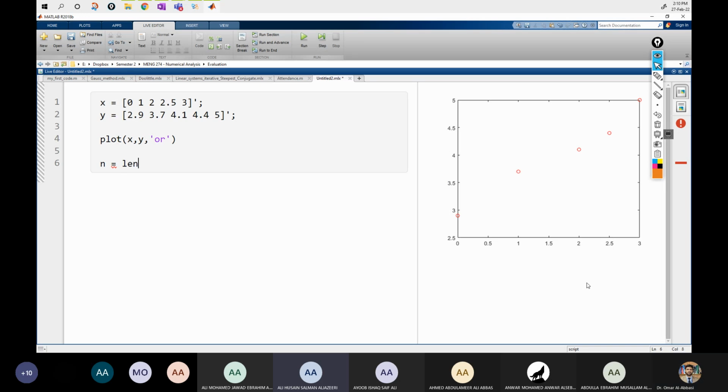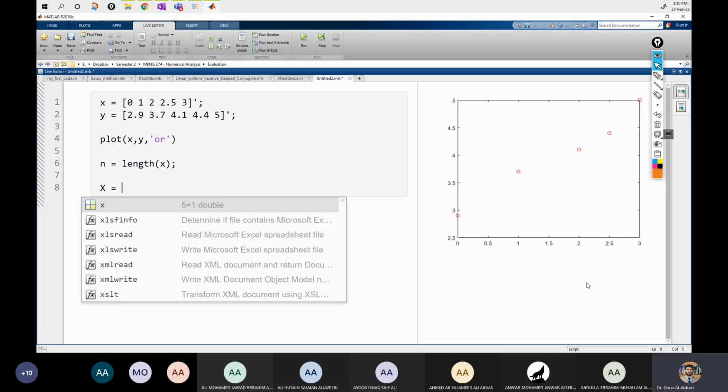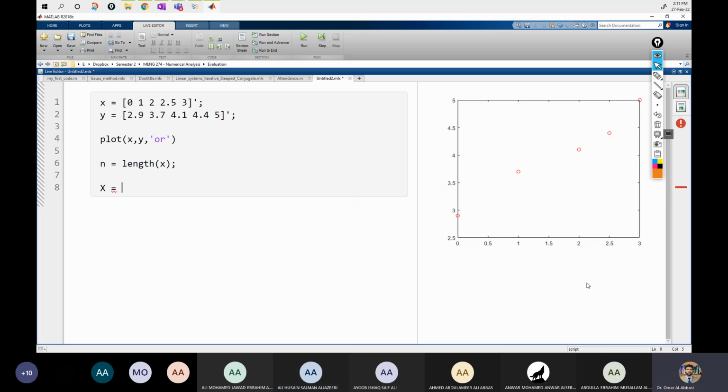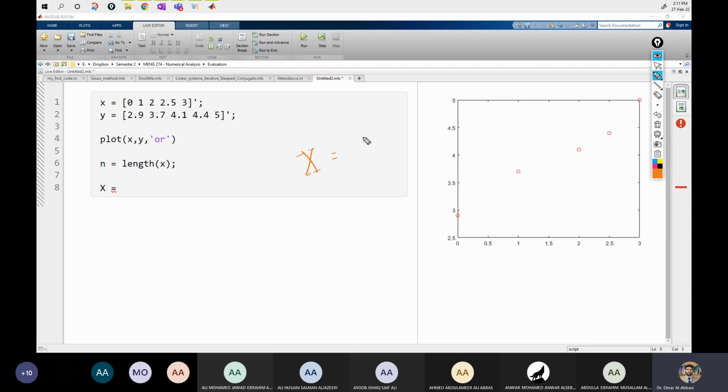Length of X or Y. Basically, they have the same number of data points. So that is N. What else? I need to define the capital X matrix, right? X capital, guys. Let me write it on the screen. Remember the equation that I want to fit is A plus BX. So the coefficients that we have in vector C are A and B.